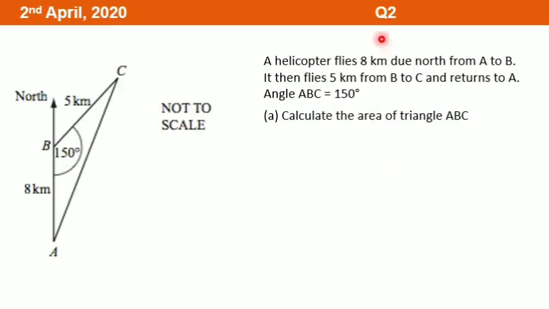Okay, let's move to question 2. A helicopter flies 8 kilometers due north from A to B. It then flies 5 kilometers from B to C and returns back to A, with the angle ABC being 150 degrees. Calculate the area of triangle ABC.